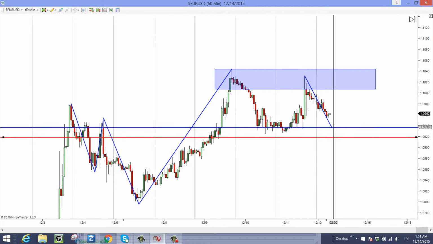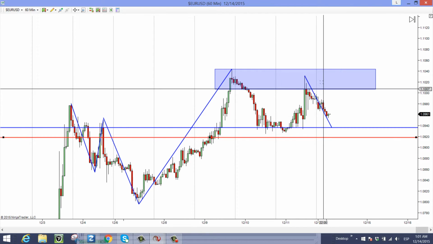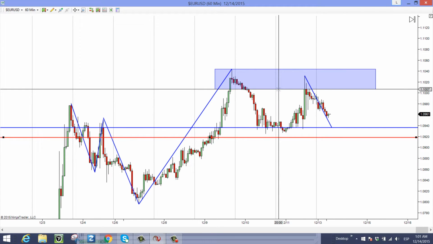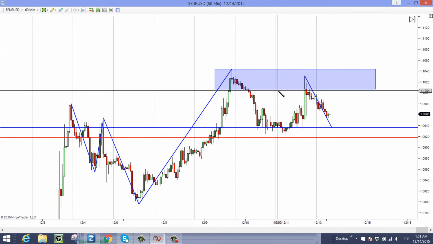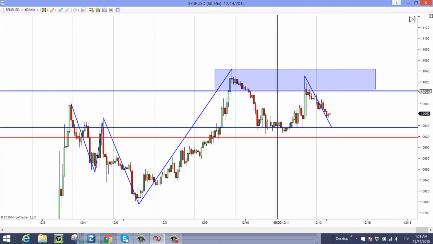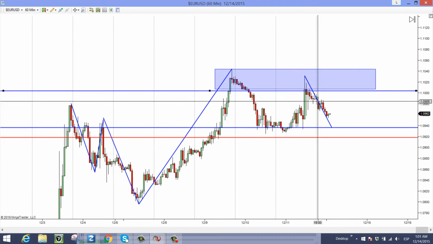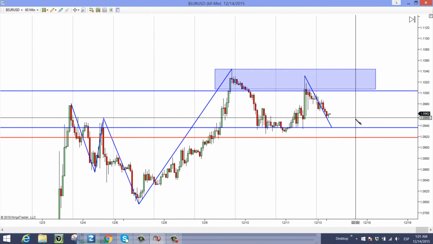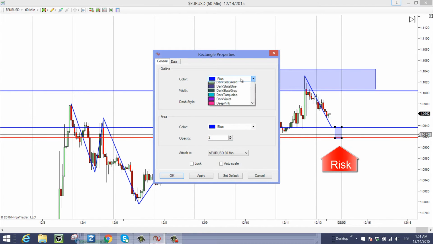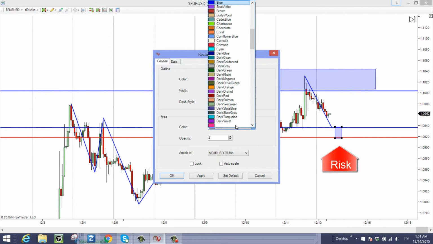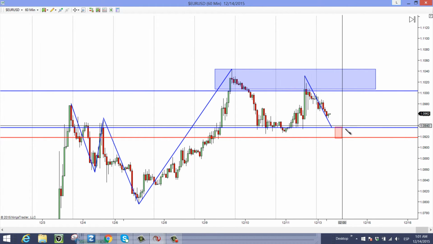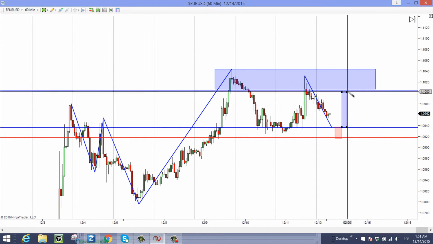So if I look at this and I want to take the target at this zone, and if I want to be pretty conservative on my target, I want to place my target here. This is gonna be my reward. Let's put this on red. All right, and this is gonna be my reward.